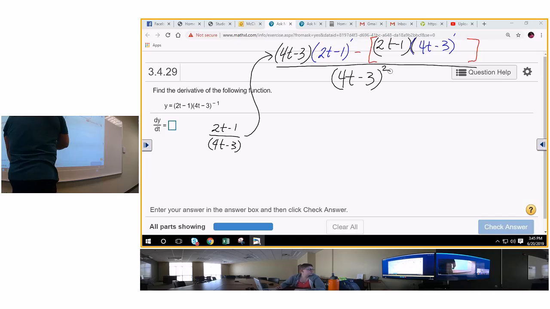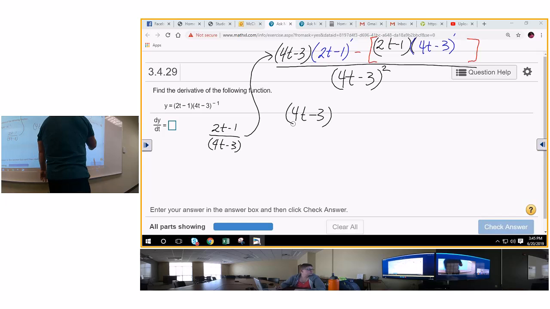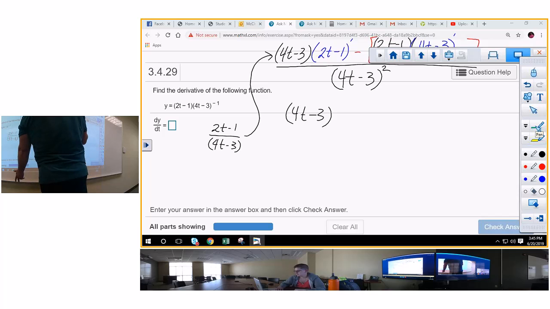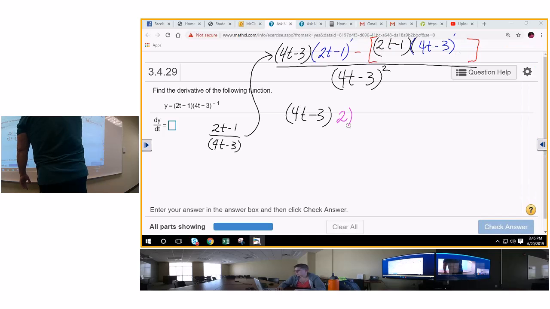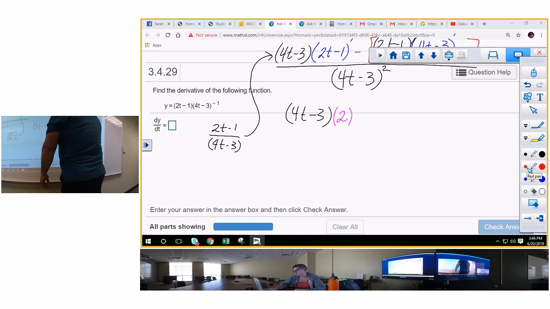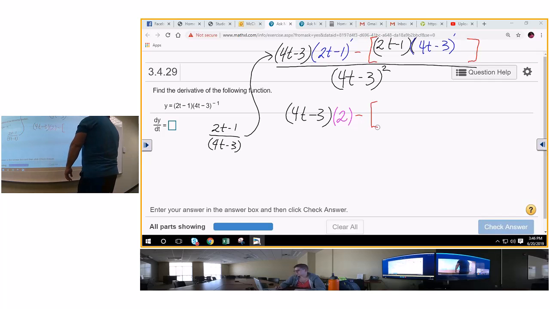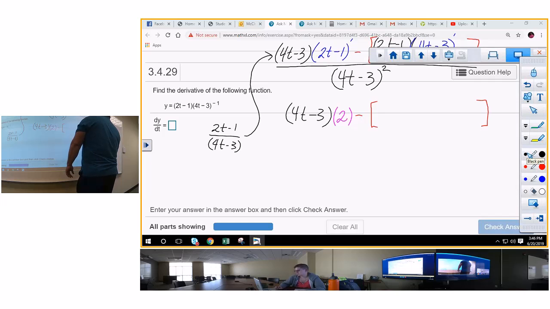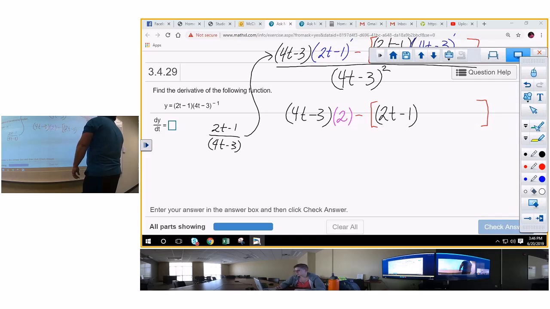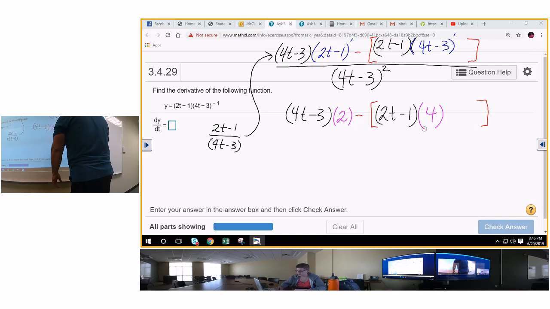So 4t minus 3, I'll do the derivative in green. What is the derivative of 2t minus 1? Well, magenta. Minus, I'm going to leave that in red, and I'm going to do that for a reason. You know why. And we'll take the 2t minus 1 in magenta. What's the derivative of 4t minus whatever? 4.